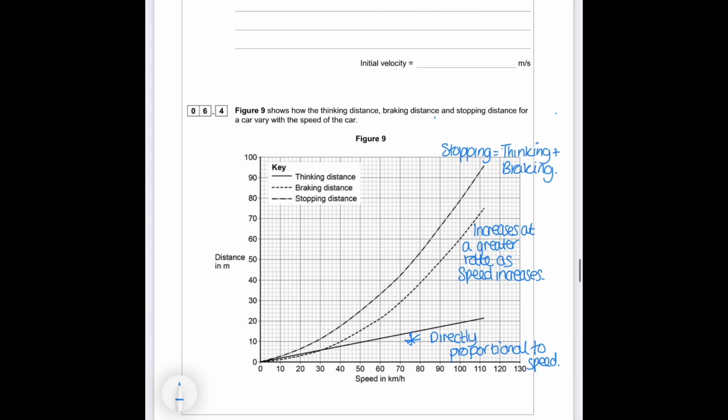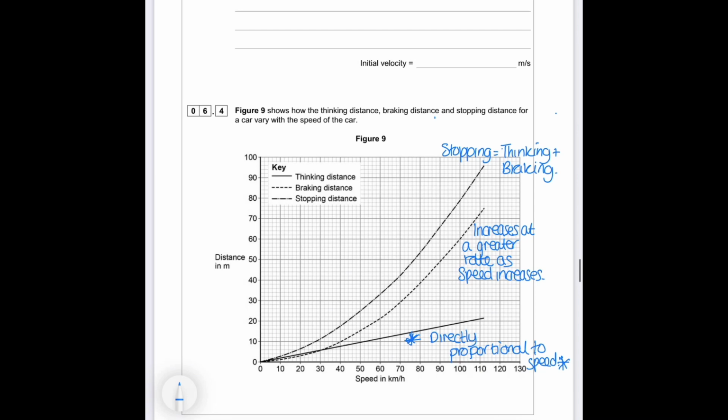The first part that we're going to look at is to do with the thinking distance. So that's the lower graph here. And we can see that as the speed increases, the distance that the car travels before it stops also increases, so it's directly proportional. The kind of factors that will influence the thinking distance would be anything that's going to influence your reaction rate.